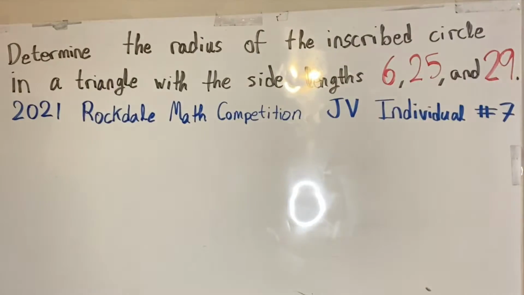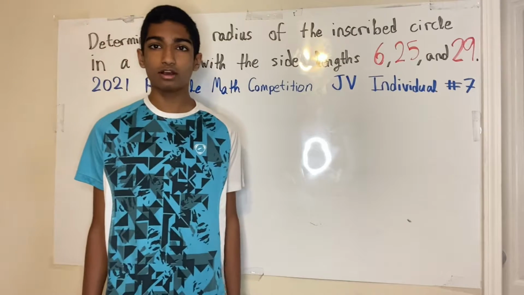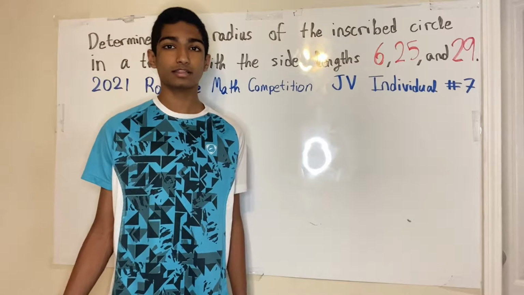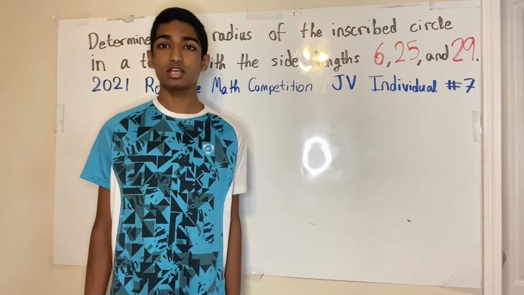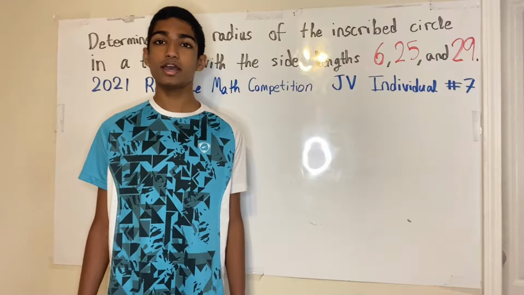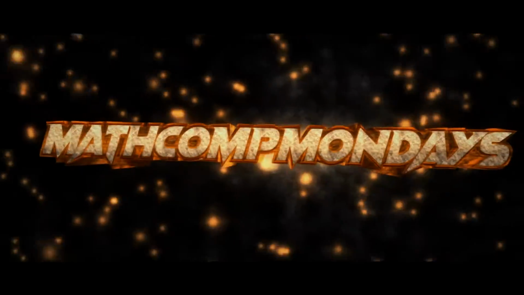It says determine the radius of the inscribed circle in a triangle with the side lengths 6, 25, and 29. And this is from the individual round of the JV Rockdale math competition, and it's problem number 7. So without further ado, let's go ahead and get right into the video.